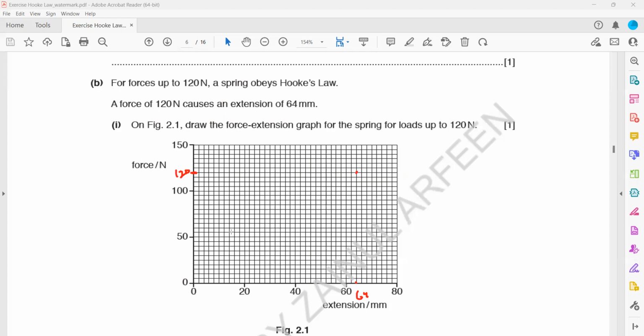Because it is obeying Hooke's law, and it's a force-extension graph, it will be a straight line. So up to this point, we'll have a straight line passing through the origin.